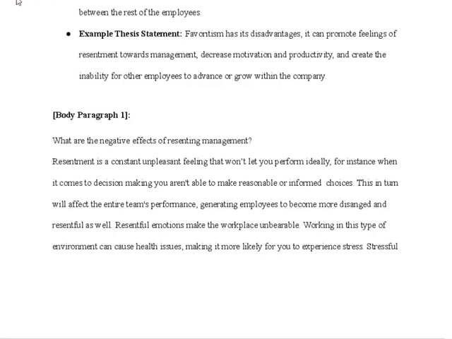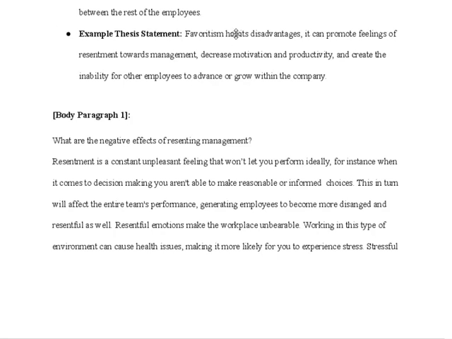And then in her paragraph 3, she's going to write about how one of the disadvantages of favoritism is that it decreases motivation and productivity. And then in paragraph 4, she's going to write that favoritism has its disadvantages because it creates the inability for other employees to advance or grow within the company.